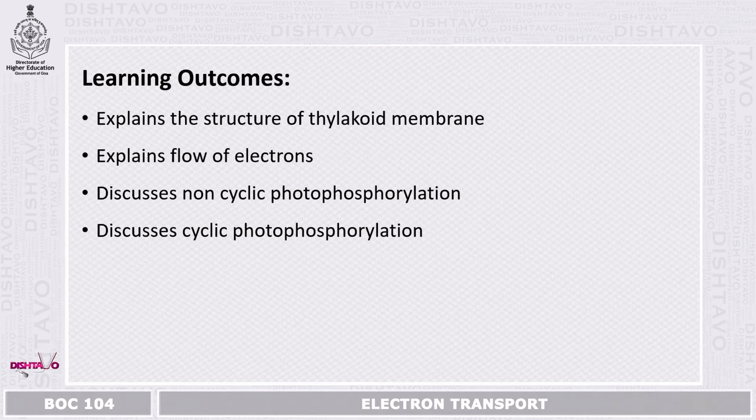Learning outcomes. At the end of the module, one will be able to explain the structure of the thylakoid membrane, explain the flow of electrons, discuss non-cyclic photophosphorylation, and discuss cyclic photophosphorylation.